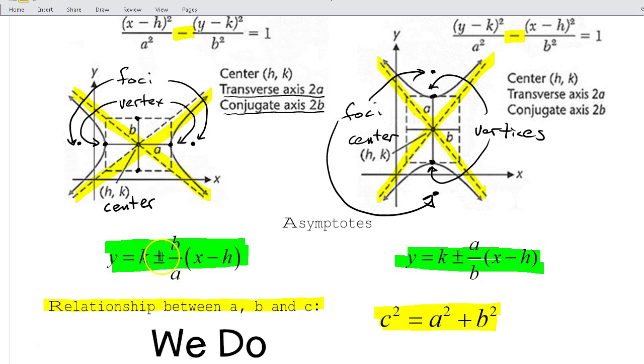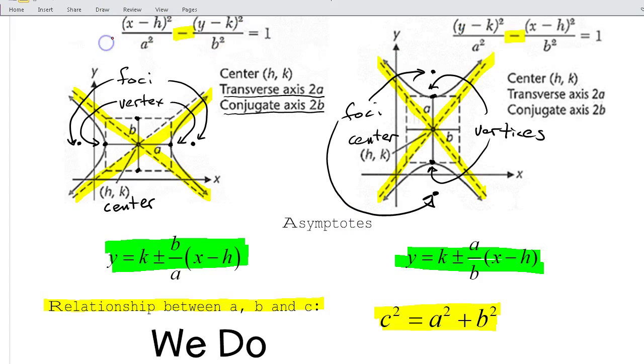And then I have this plus or minus because the asymptote that goes up to the right has a positive slope, and the asymptote that goes up and to the left has a negative slope. And then we have our x minus h. So if you have your standard form already, really it's just a matter of finding the slope, whether it's going to be b over a or a over b, to fill out your asymptotes.